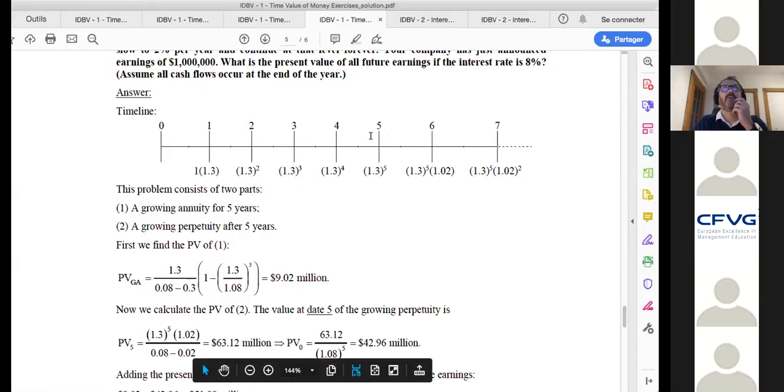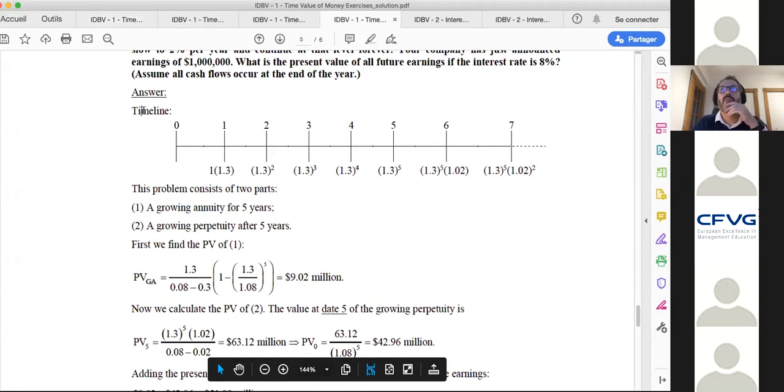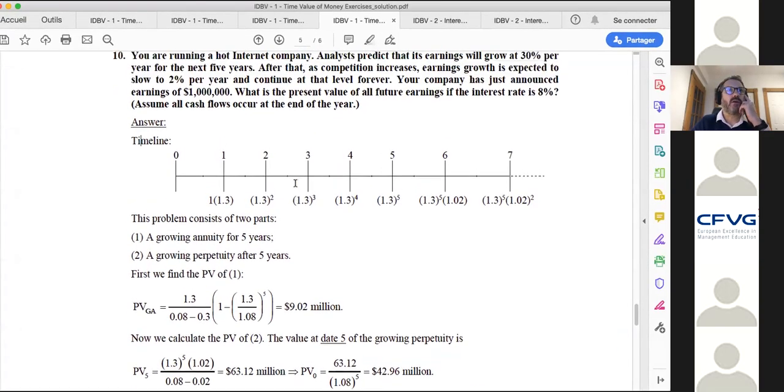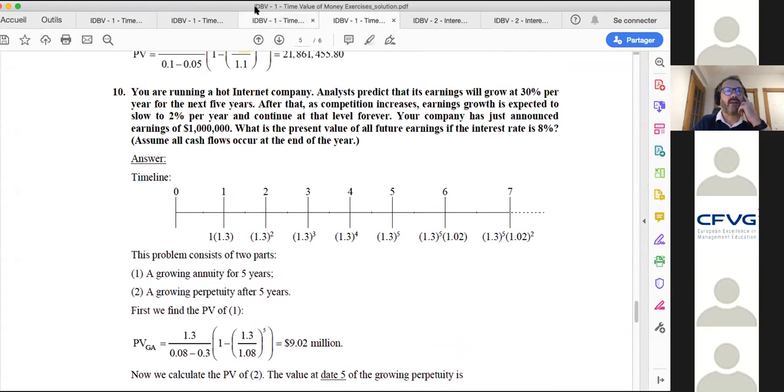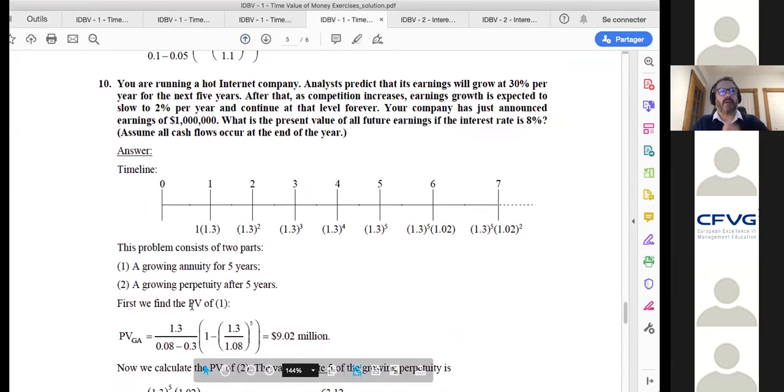Okay, so PDF. Can you see it now? Yes. Okay, so another way to put it is this way.